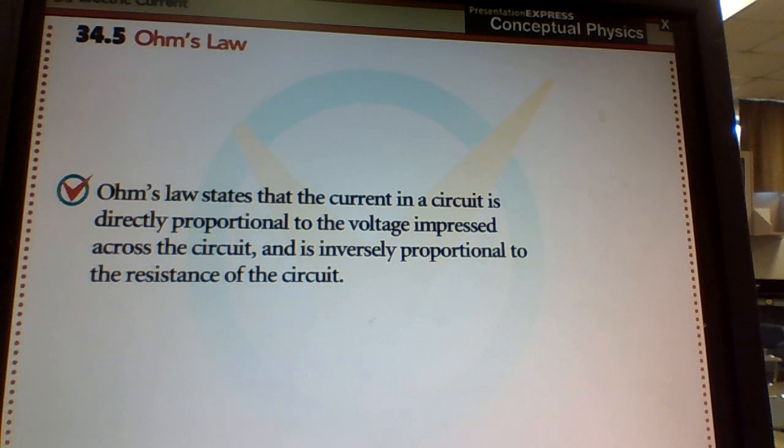All right. Chapter 34, part 2. We're going to start off with 34.5, which is Ohm's Law.